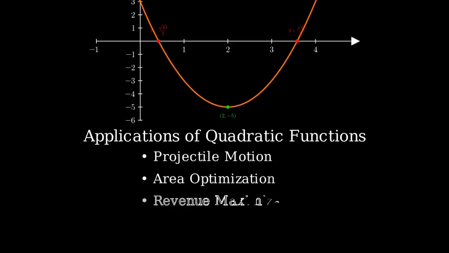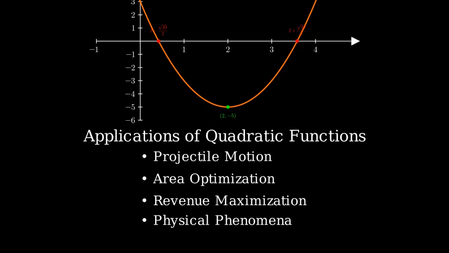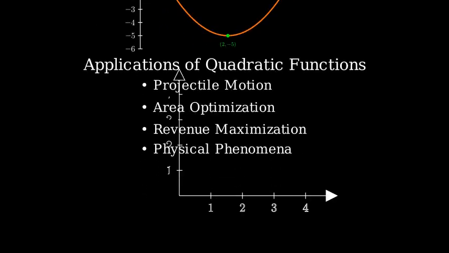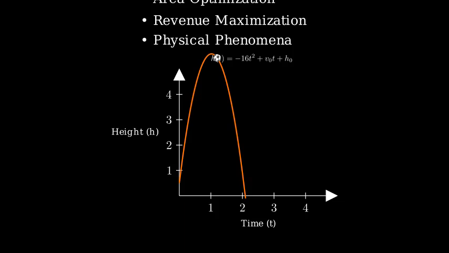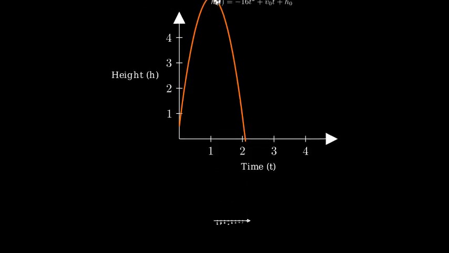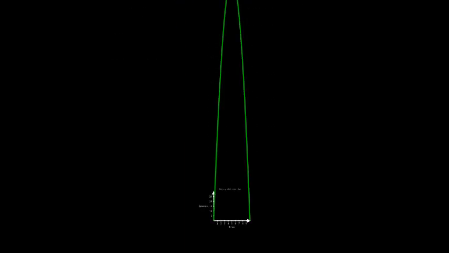Quadratic functions have many real-world applications. They can be used to model projectile motion, optimize area or revenue, and describe many physical phenomena. For example, the height of a projectile can be modeled by the function h of t equals negative 16t squared plus v naught t plus h naught, where v naught is the initial velocity and h naught is the initial height. In economics, revenue functions often have a quadratic form, where we want to find the price that maximizes revenue.